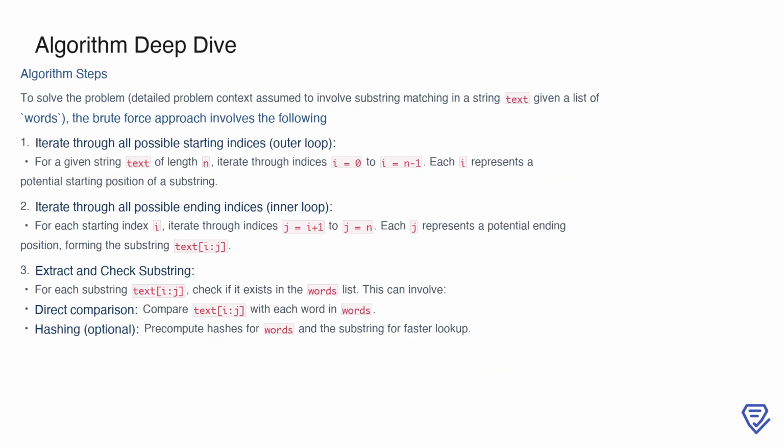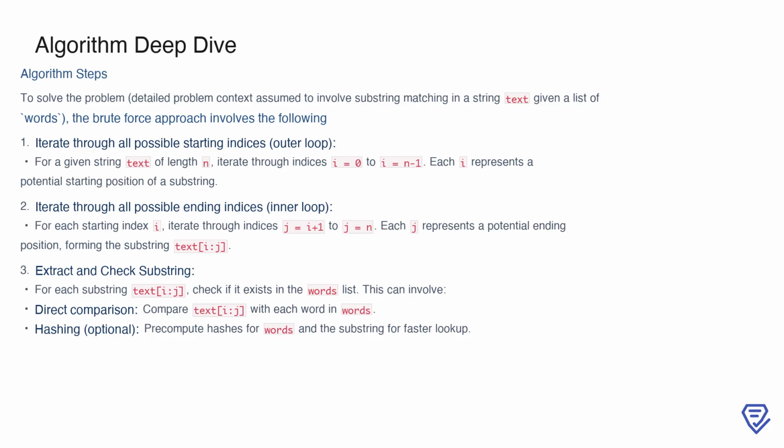To approach this problem, the brute force solution starts with iterating through all possible starting indices of the string text. If the string has a length of n, then the outer loop will consider indices from i equals 0 to i equals n-1. Each starting index represents a potential beginning of a substring. Within this outer loop, we then iterate through all possible ending indices to form substrings. For each starting index i, the inner loop goes from j equals i plus 1 to j equals n, where j denotes the endpoint of the substring.